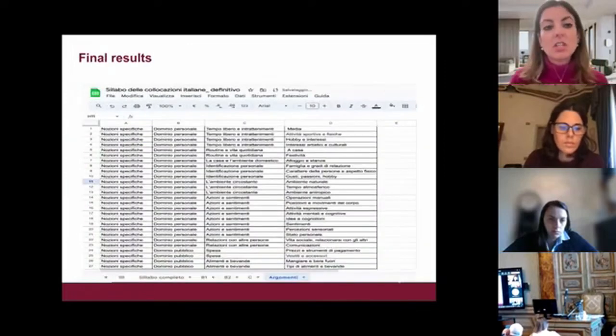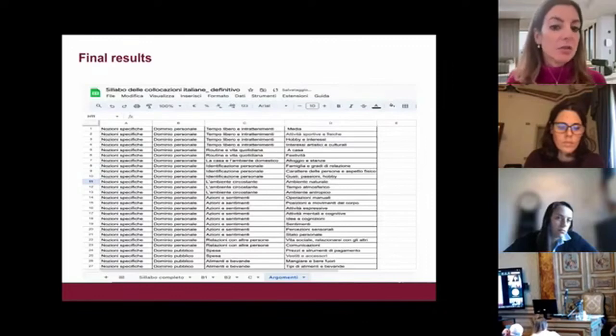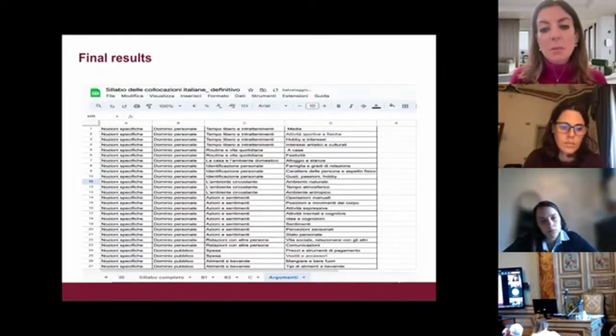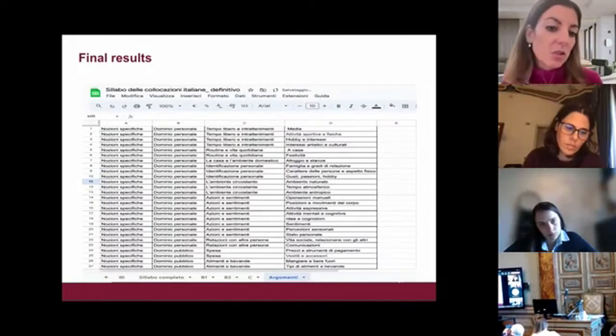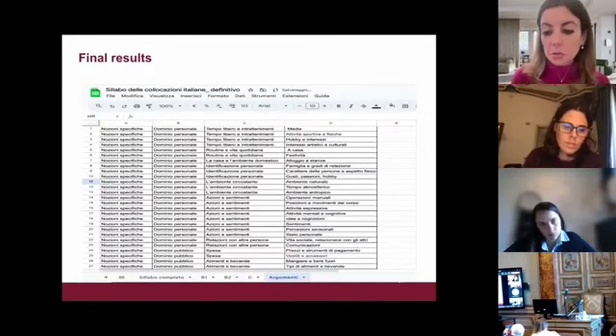The last page is for the list of topics. Here we can find a list of all the topics addressed by the collocations in our syllabus and the domain they refer to.